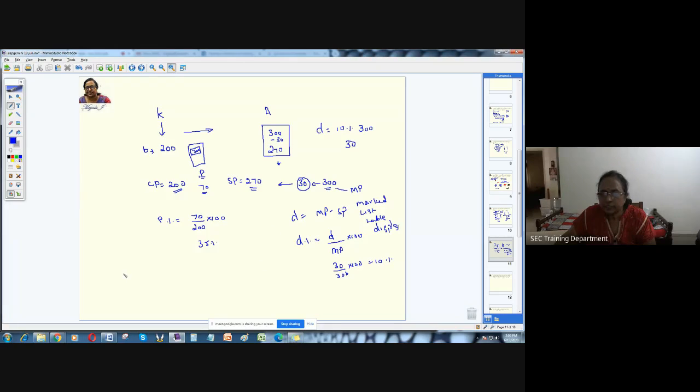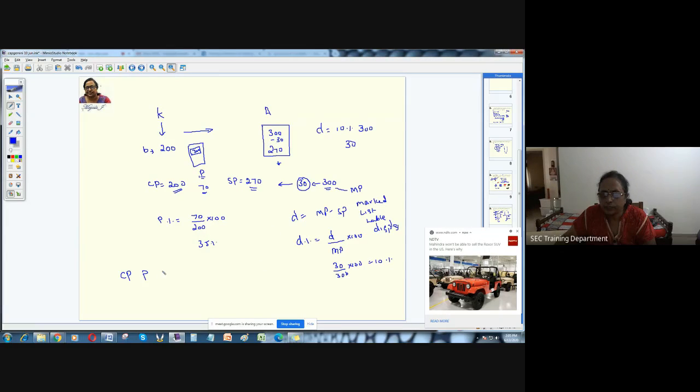So the flow is like this: cost price, profit, selling price, discount, mark price. Cost price plus profit gives you selling price, and mark price minus discount gives you selling price. We'll do this in detail in the next class.